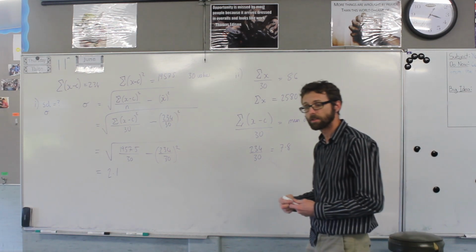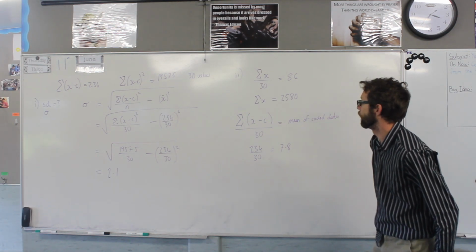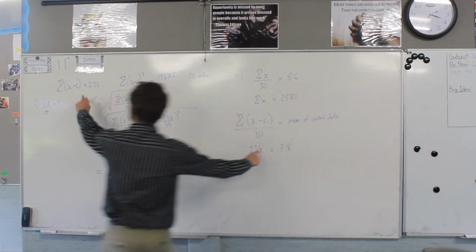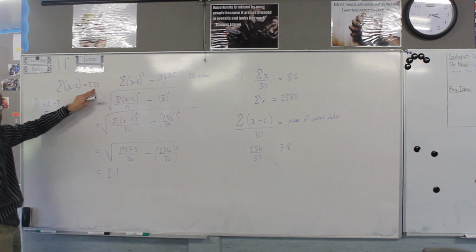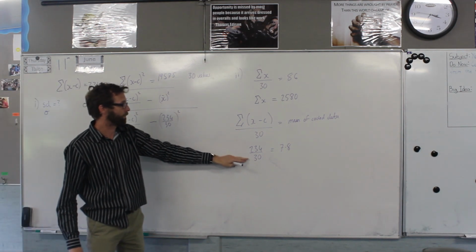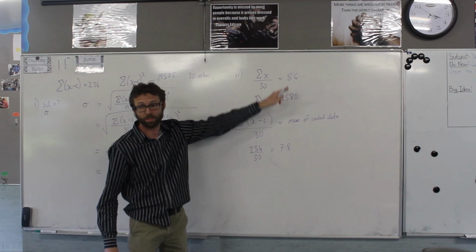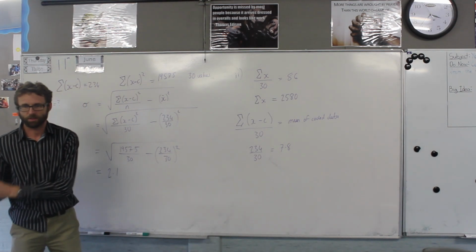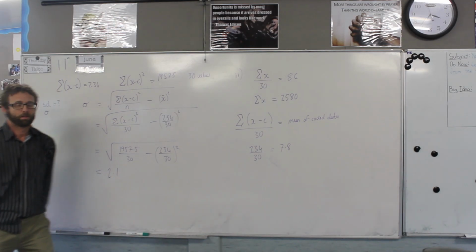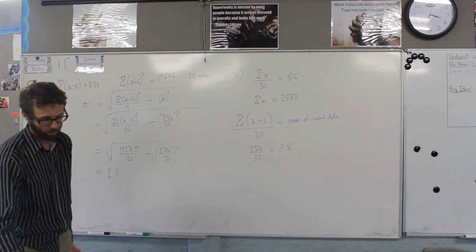78.2 is correct. So you don't need to do anything with the sum of? Oh, well, I did here. I used the sum of x minus c to find the mean of the coded data, and then I just compared it to the mean of the non-coded data, and because it's just a simple shift, we can compare those and find out how much it's shifted by.